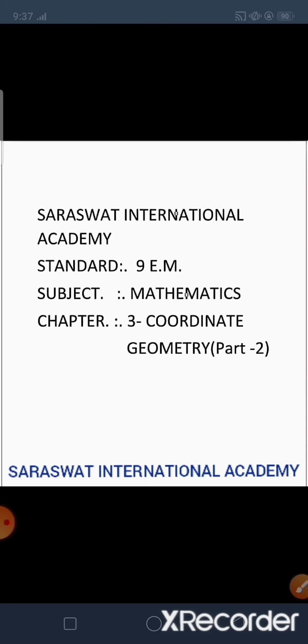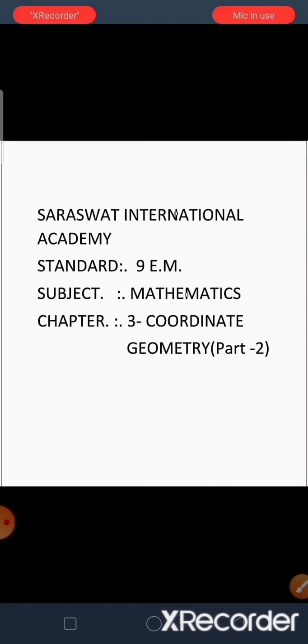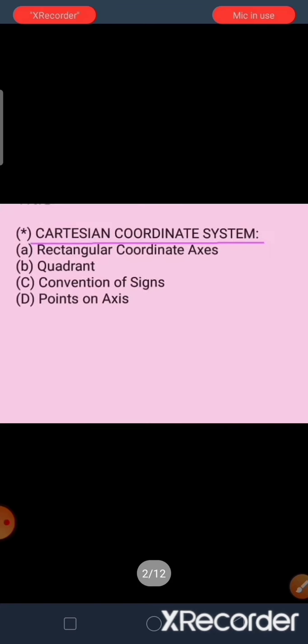Here we are going to continue our chapter number 3, that is coordinate geometry part 2. In the last part we studied about the position of an object or point in a graph or plane and solved some questions. Now in this part we study about the Cartesian system. So our second topic is the Cartesian coordinate system.